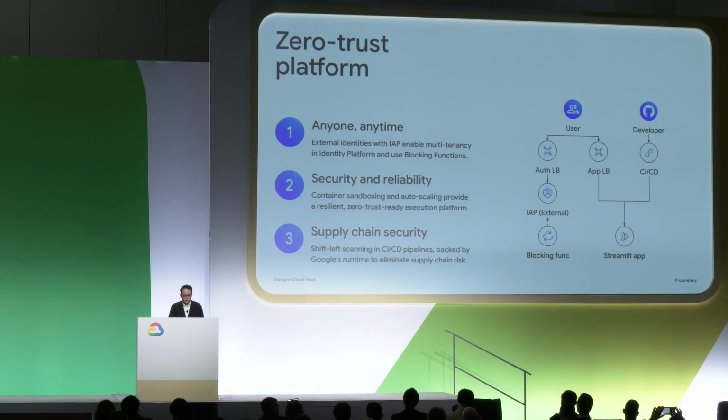The second, security and reliability. Cloud Run's container sandboxing fully isolates each app. A bug in one service never cascades to another. Auto-scaling absorbs traffic spikes, and scale to zero keeps costs near zero at idle.